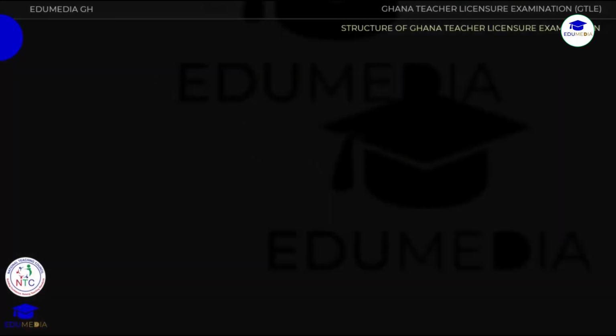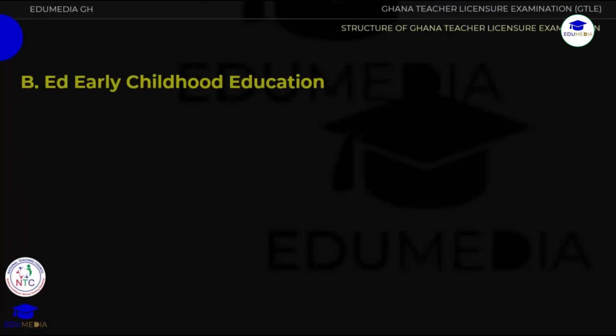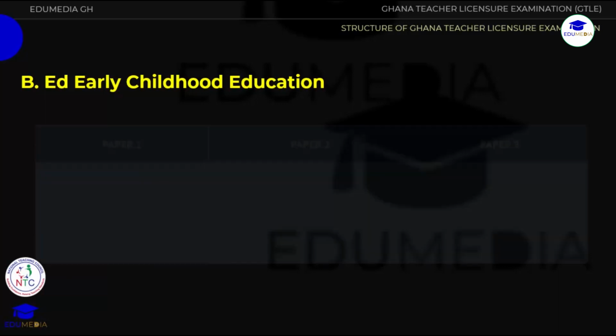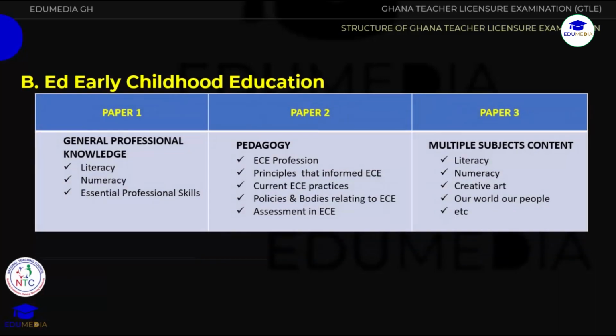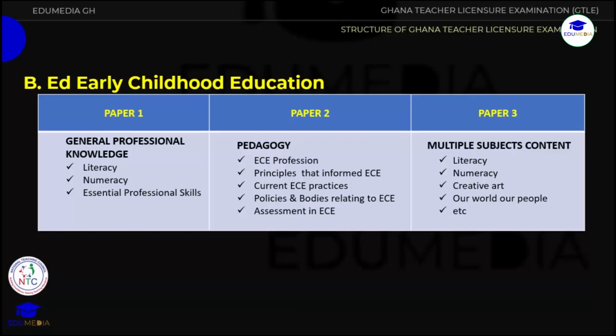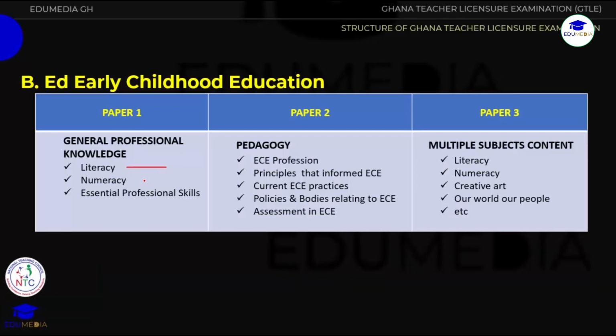The first area is for those who study Bachelor of Education in Early Childhood Education. Now, if you study this, the examination or the papers that you're going to write, first of all, you're going to be writing 3 papers. The first paper is going to be General Professional Knowledge. And under the General Professional Knowledge, you're going to be writing literacy, numeracy, and then essential professional skills.